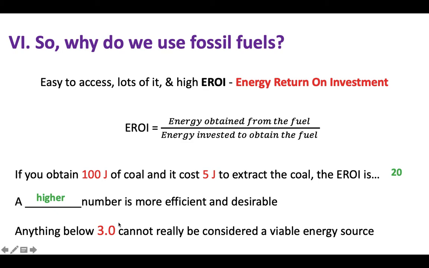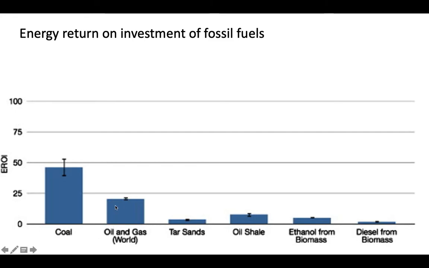Anything below 3.0 cannot really be considered a viable energy source. So if you look at the EROI of different fossil fuels, you can see coal and oil have pretty high EROI values. Coal's close to 50. But if you're getting oil from tar sands or oil shale, you can see that the EROI drops substantially. And that's why the Keystone XL pipeline is problematic, because the EROI on that oil that they're extracting is significantly lower.